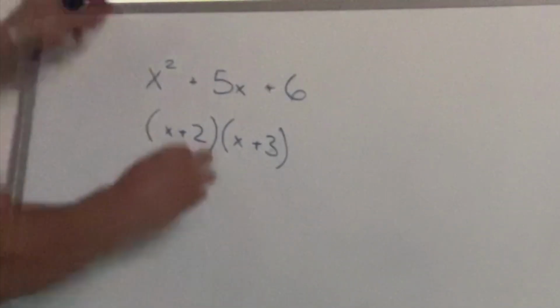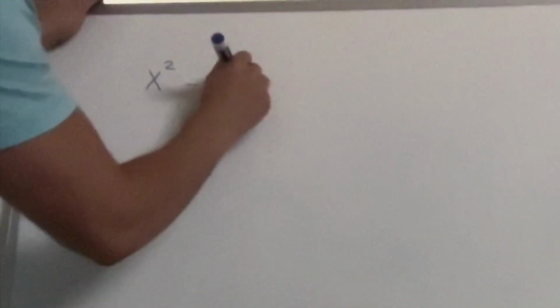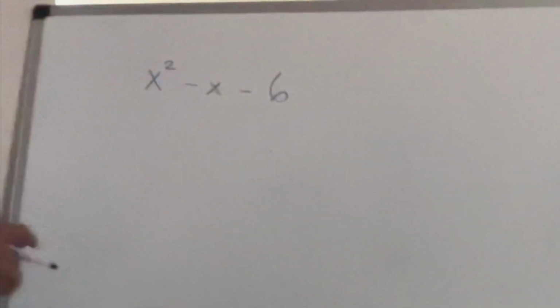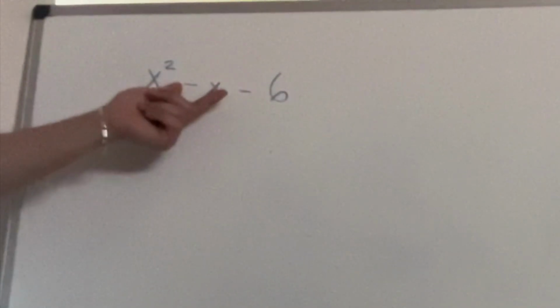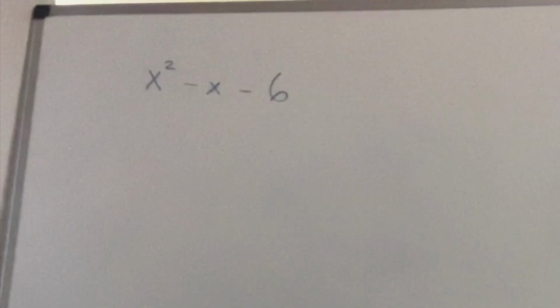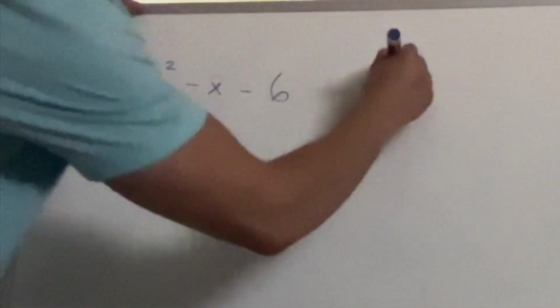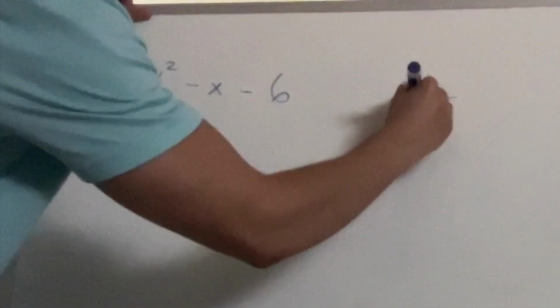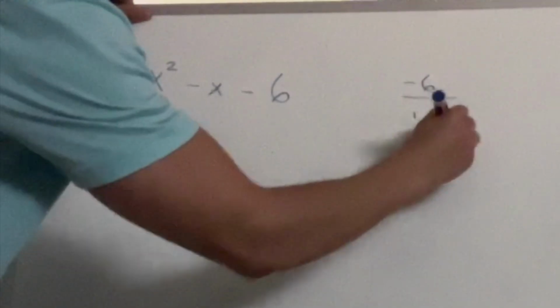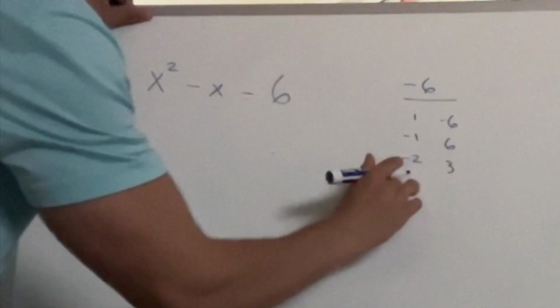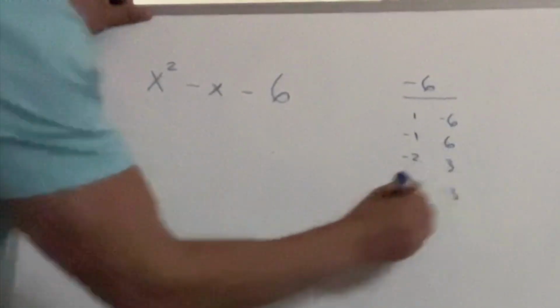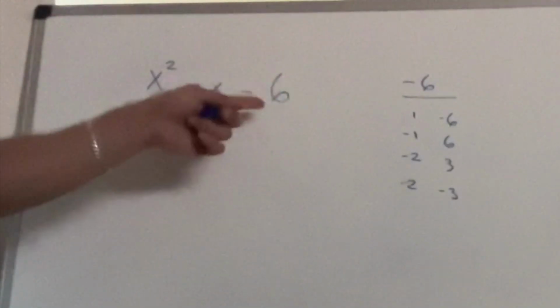You could have something like x squared minus x minus 6. Same things apply. What multiplies to negative 6 and adds up to negative 1? You could do variations of negative 6. Right here, you got 1 and negative 6, negative 1 and 6, negative 2 and 3, and positive 2 and negative 3. Those are the four combinations that multiply to negative 6.